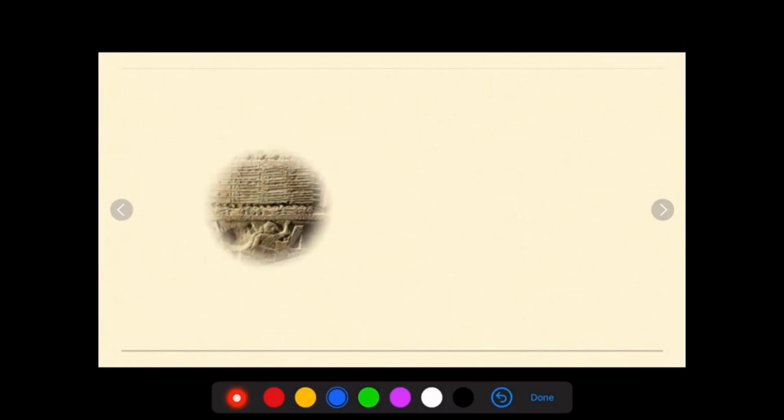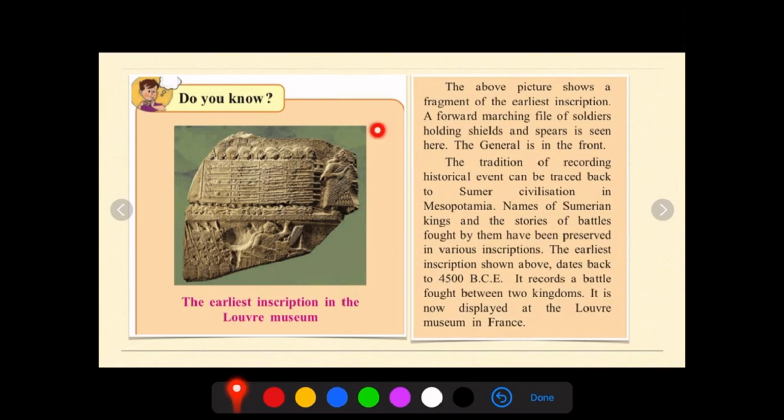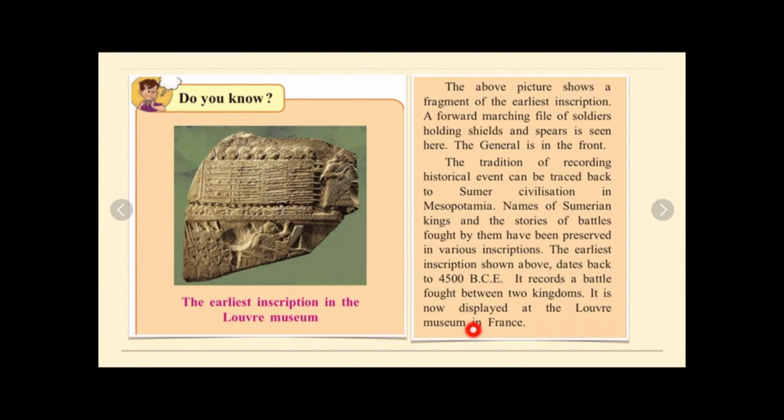Okay, now let us move ahead. There is a Do You Know box given in your textbook on page number 2. Let us discuss this as well. The earliest inscription in the Louvre Museum. What is an inscription? The carved thing before writing it down in books. The people used to carve on stones, buildings or caves, and that is known as an inscription. This earliest inscription is today in the Louvre Museum, which is in France.